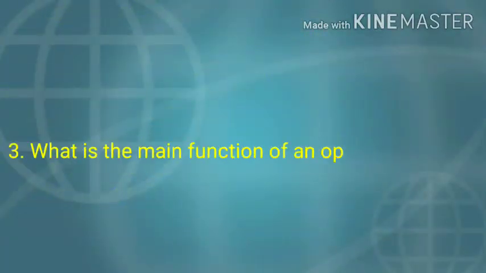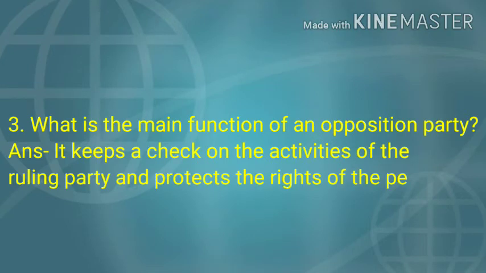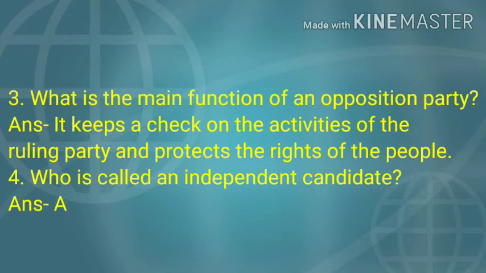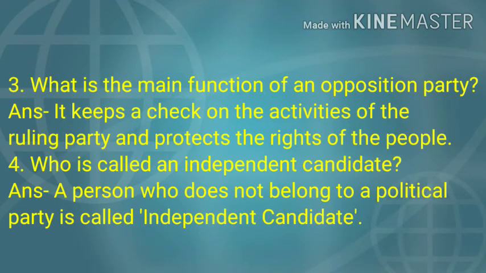Question number 3. What is the main function of an opposition party? Answer. It keeps a check on the activities of the ruling party and protects the rights of the people. Question number 4. Who is called an independent candidate? Answer. A person who does not belong to a political party is called an independent candidate.